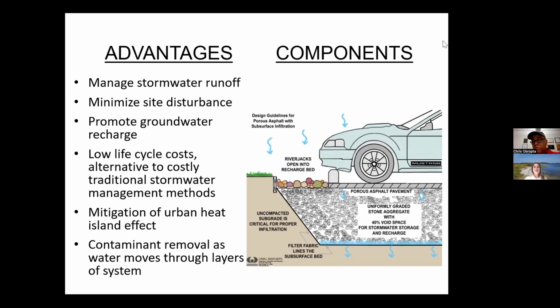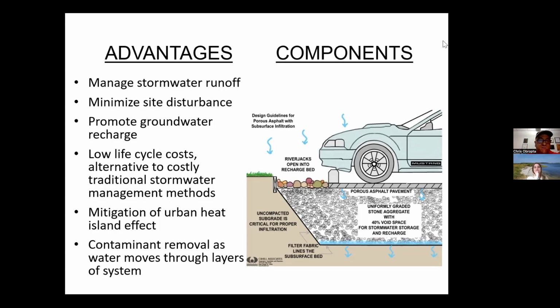And the idea is that water will fill up the stone voids and slowly percolate into the ground. Because the asphalt breathes better than regular asphalt, it doesn't have the fine material in it. It helps reduce the heat island effect that we have in cities. It doesn't heat up as much. It also cleans the water as it's passing through the stone layer, so you remove a lot of pollutants.